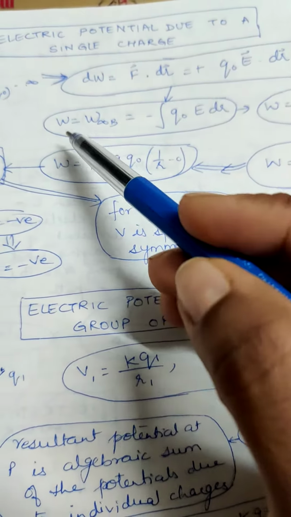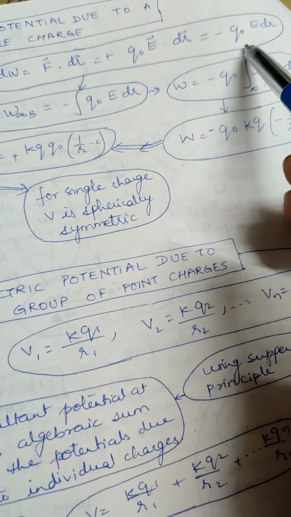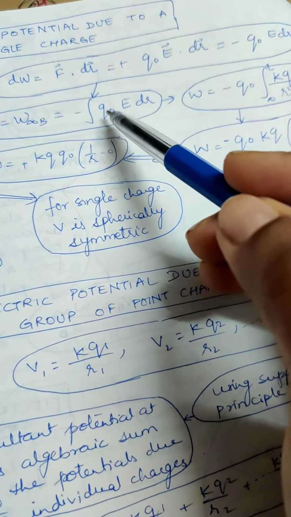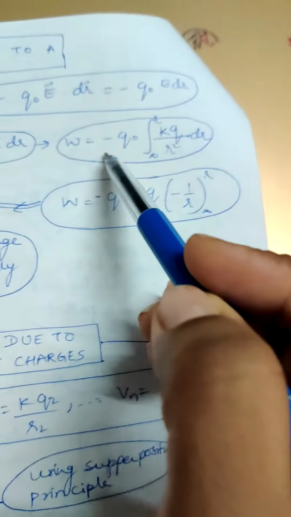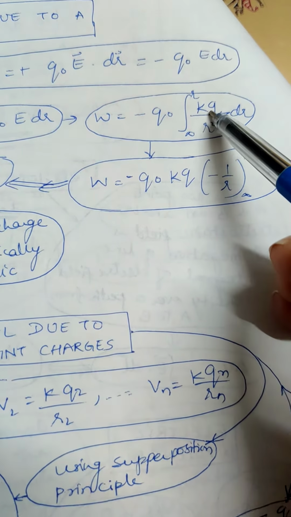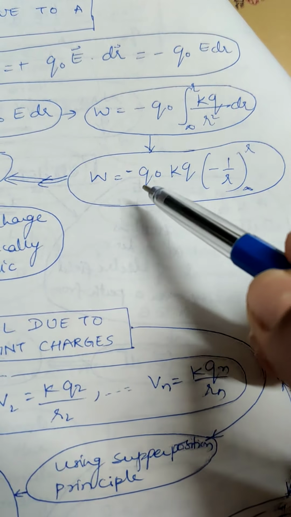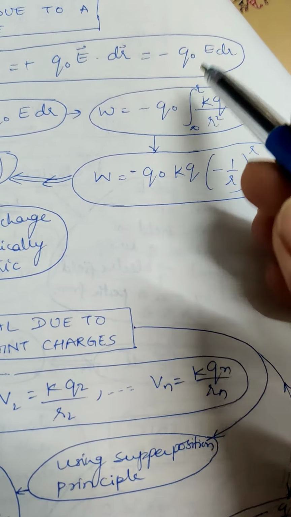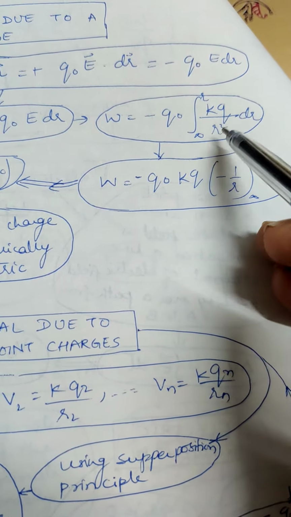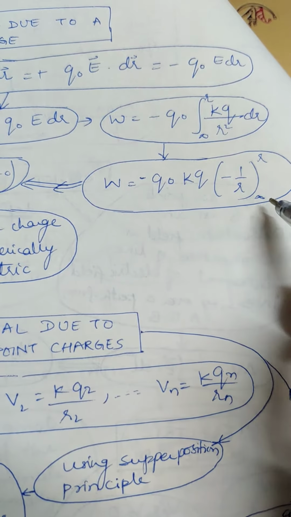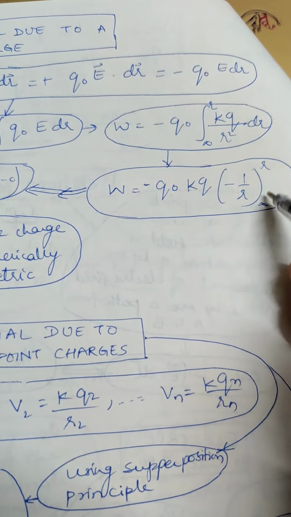Now the work done from infinity to B will be the integral of this expression which you got. But q naught is constant and can be taken outside, while E is not a constant. The electric field due to the source charge is kq by r square. Here k and q are constants, you can take them out and you will get the integral of 1 by r square dr, which is minus 1 by r. The limit is from infinity to r. Now we will put the upper limit and then the lower limit.